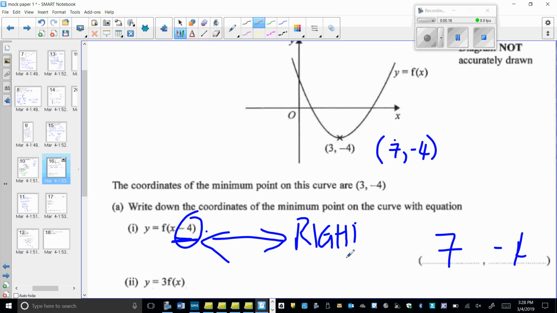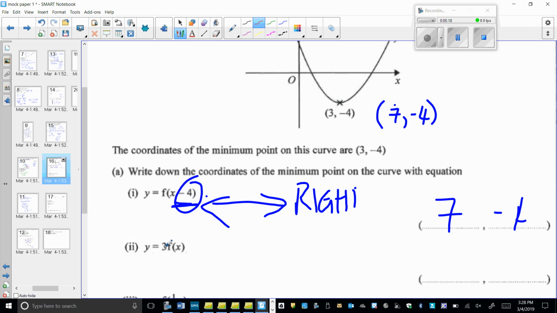So 3 lots. So this 3 here is going to affect the y coordinate only. So our original was 3, -4, so our x coordinate doesn't change, and our y coordinate is multiplied by 3, so that becomes -12.